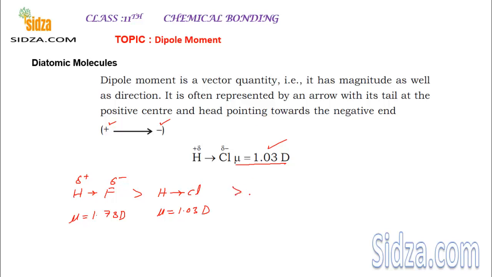The same will be the case with HBr. Here the electronegativity difference is less. It can pull the electrons, but the charge separation will be lesser. And in HBr we find the dipole moment is about 0.73 debyes.